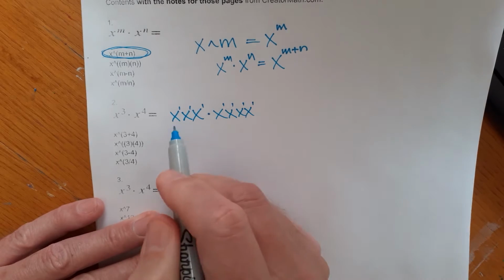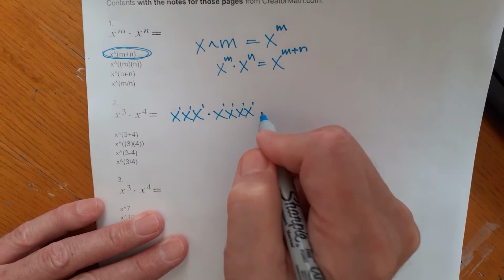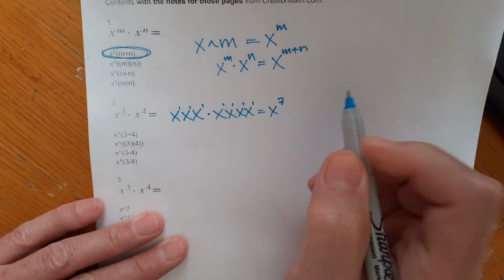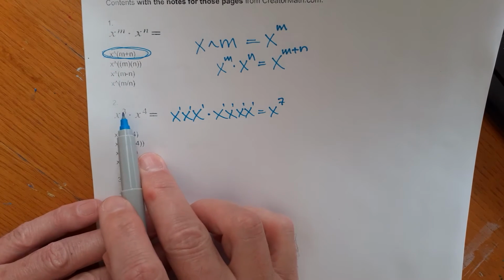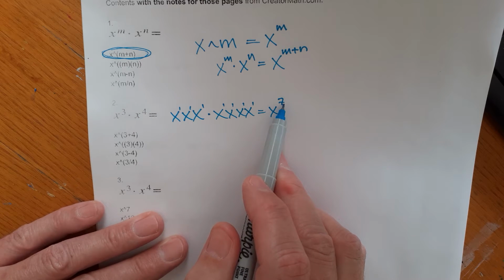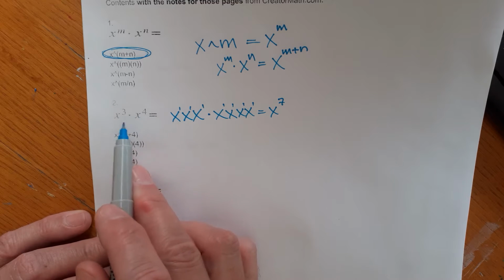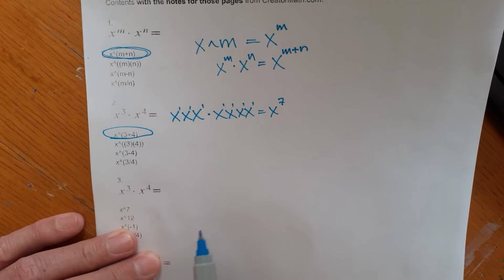And so you have all these x's. How many do you have? 1, 2, 3, 4, 5, 6, 7. So you actually have x to the 7th power. The way this works out is if we had just taken the power of 3 and added it to 4, we would have gotten x to the 7th. So this sets you up, and it says x caret 3 plus 4. It's showing you how to do this. This is the proper answer here.